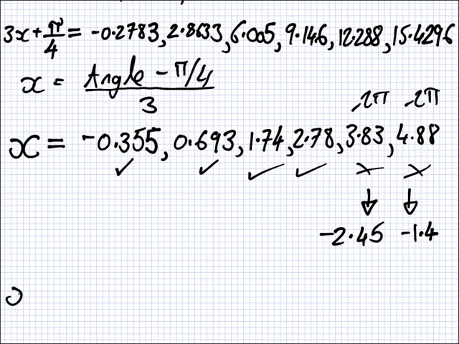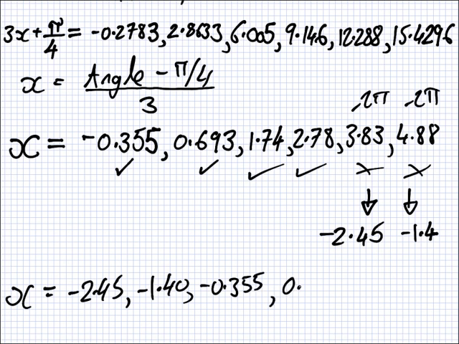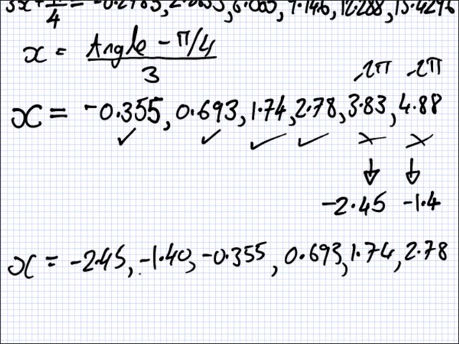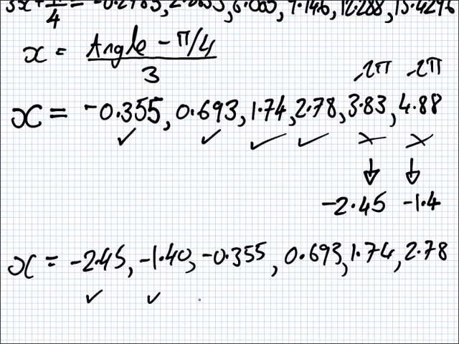Okay. So it looks like the x's could be minus 2.45, minus 1.40, minus 0.355, 0.693, 1.74, and 2.78. So that's okay. We must have made some rounding error at some point here, perhaps it's 358. That looks okay. 1.737, yeah, that looks okay. 2.78, so really that should be 2.79.